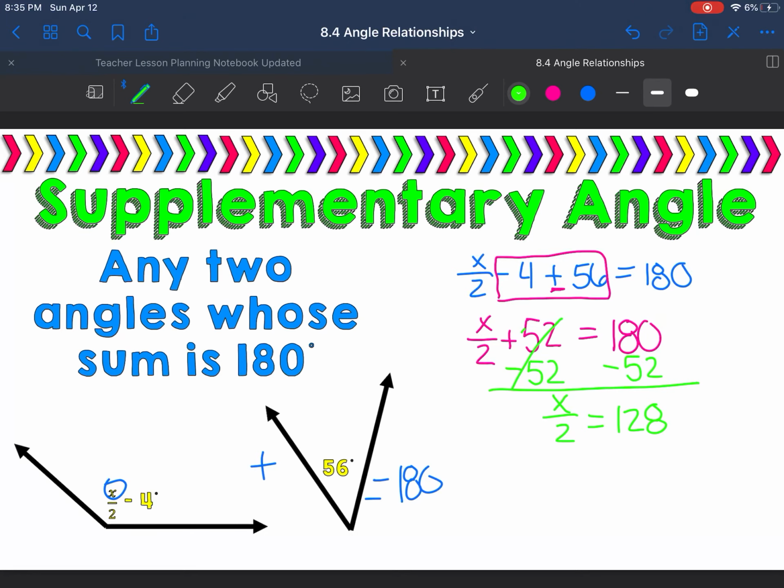Midnight, multiply or divide. In this problem, I'm dividing. I need to do the inverse, the opposite of dividing, which is multiplying. So I'm going to multiply 2 on both sides. Those two cancel out and leave me with x equals 128 times 2, which is 256.